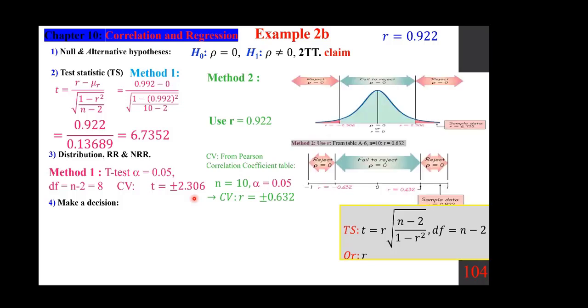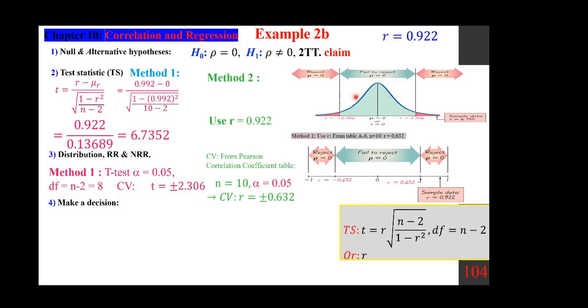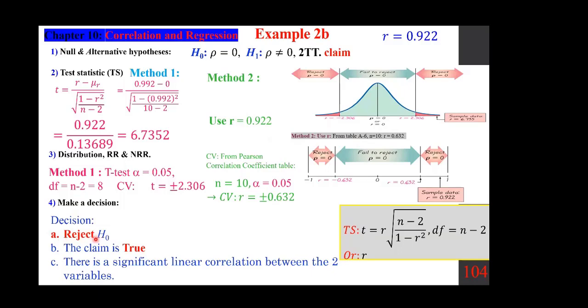Let's do the drawing. If you look at the t-test and the graph of a t, you see that the test statistic is way into the rejection region. If you look at this number line, the test statistic is 0.922, which is way into the rejection region as well. Therefore, your decision is to reject H0. So let's stick with part A only. What does it mean when we reject H0? Let's go back to the first one. You're rejecting H0. That means you're accepting H1. That means you're accepting the claim, and the claim becomes true. There is a significant linear correlation between the two variables.